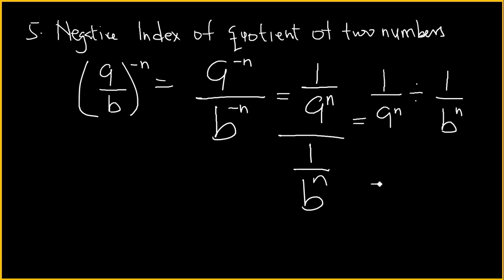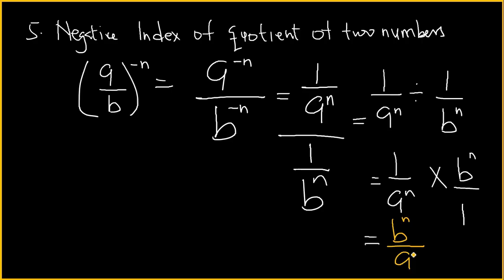So from our basic rules in multiplication, we know this is 1 on a^n times b^n on 1, which is b^n on a^n. So this is also the negative index of quotient of two numbers. So anytime you come across this, the fraction reciprocates. The denominator moves to the top and the numerator also moves downwards.